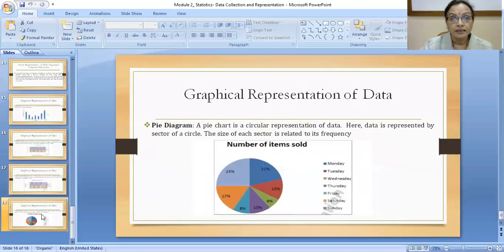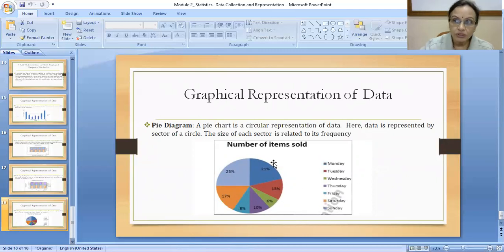And another type of graphical presentation of data is a pie chart as shown in the figure. So a pie chart is a circular representation of data. Here data is represented by sectors of a circle. The size of each sector is related to its frequency.